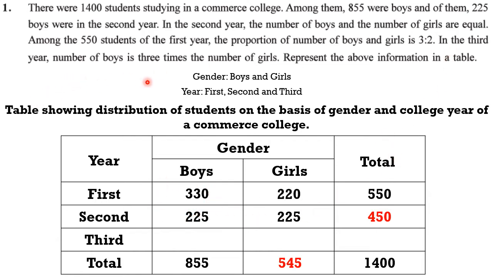Now in the third year, number of boys is 3 times the number of girls. But before that, total students are 1400. First year are 550, second year are 450. So naturally we can find the difference, that is 400, and boys and girls are 3 times and 1 times, so that is 3:1. So we will distribute this 400 into 3:1, that is 400 multiplied by 3 upon 4 and 400 multiplied by 1 upon 4. Your answer here will be 300 and 100.